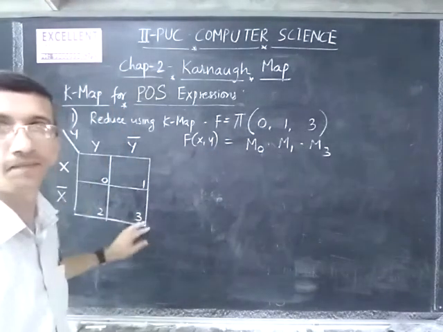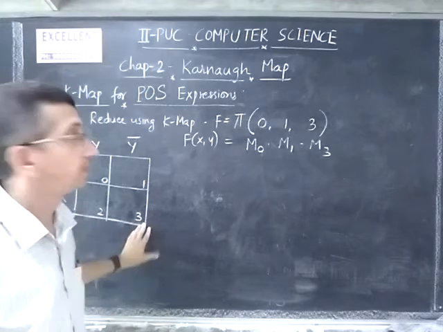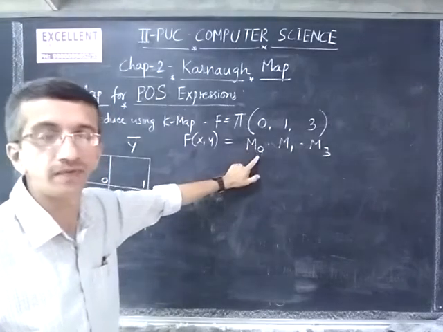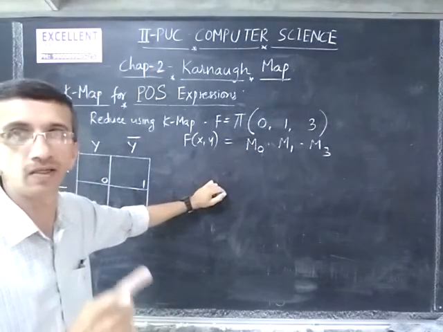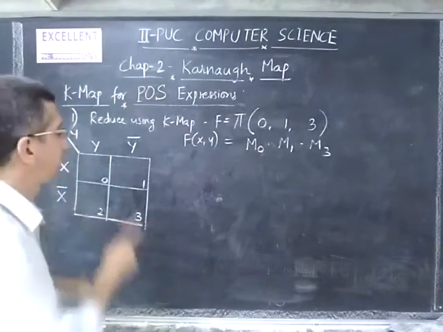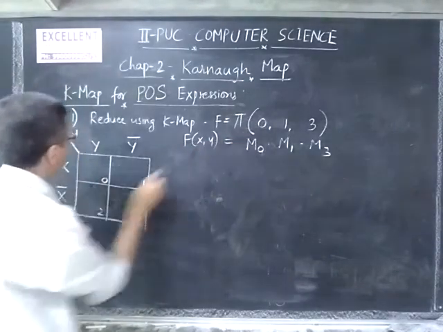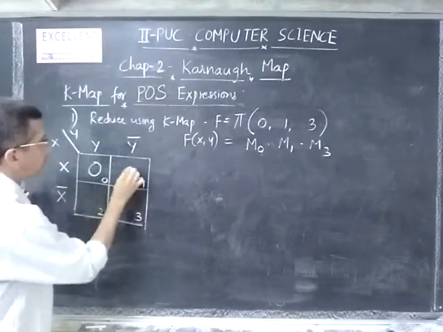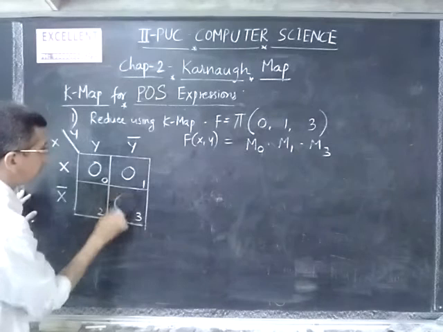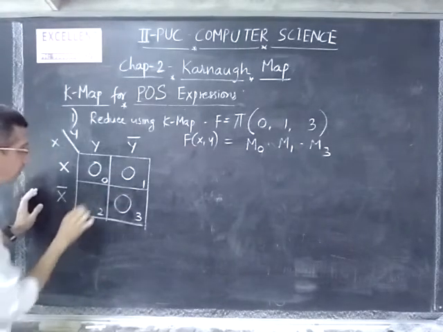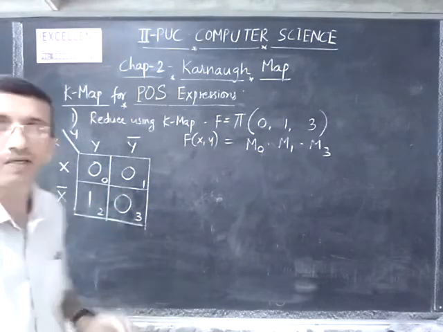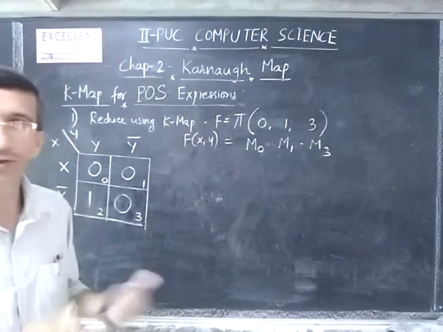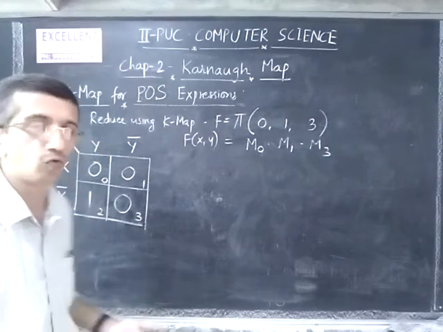Now when you enter, you must enter 0 to the max term here. Whereas in the case of SOP you have entered 1, here you must enter 0 to the respective boxes. 0 box, enter 0. 1, enter 0. Box number 3, enter 0. The remaining box you must enter 1. Here remaining box is enter 1. That you are not considering for cancellation or grouping.